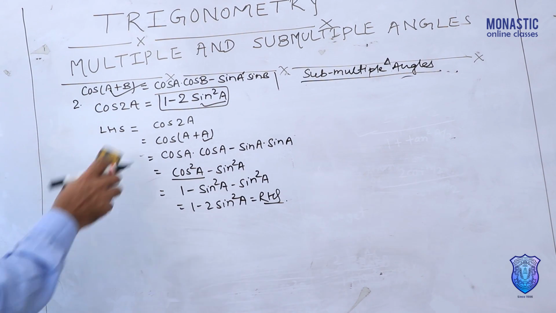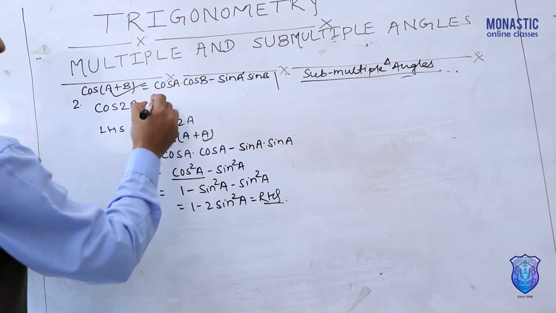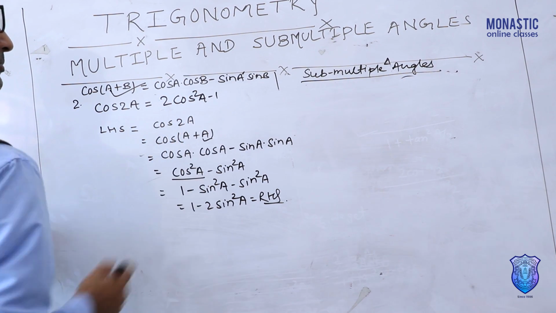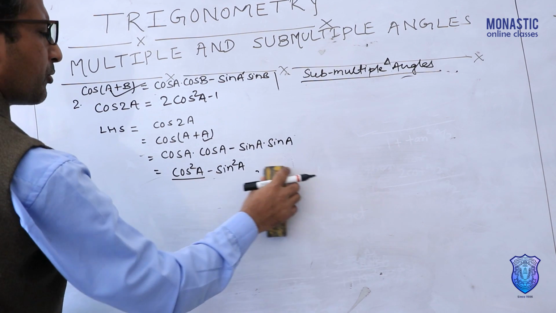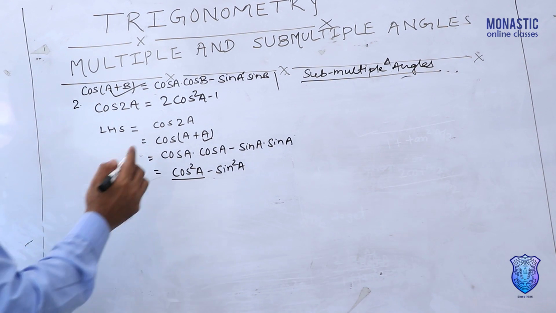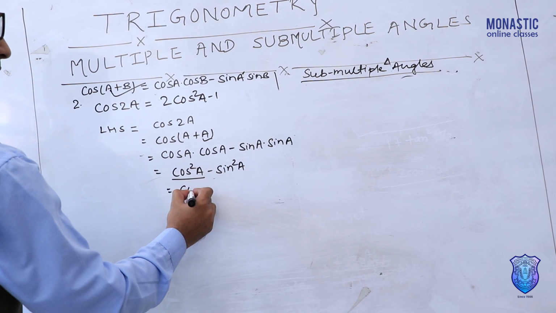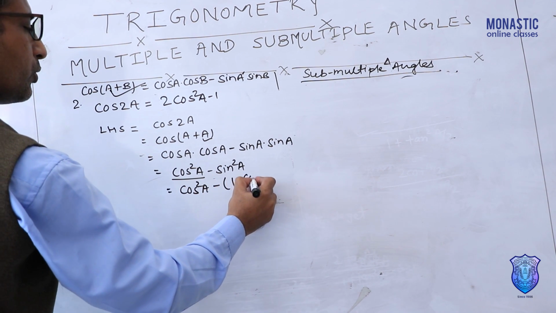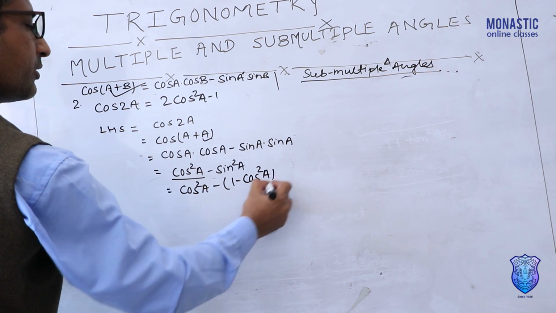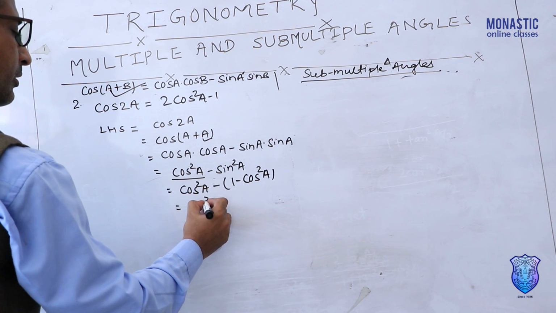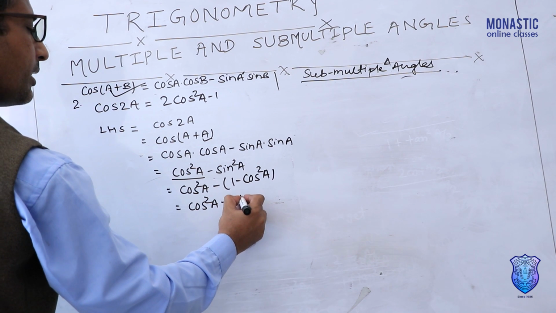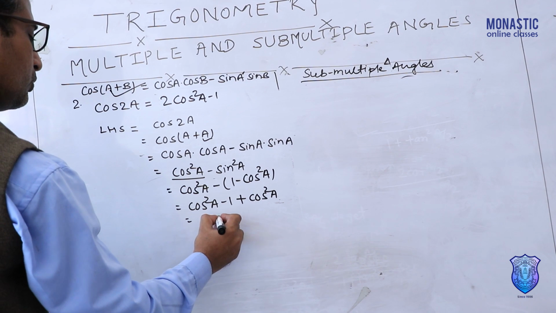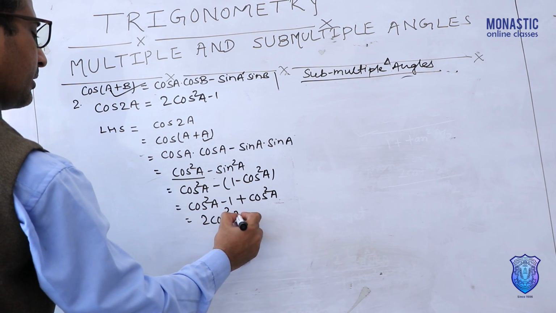We have the third formula, that is 2 cos square A minus 1. Up to this we don't have to make any changes. Now we want the result in cos squared, so we have to convert sine squared into cos, and you know the formula, 1 minus cos square A. Minus 1, minus minus plus cos square A, that is 2 cos square A minus 1.